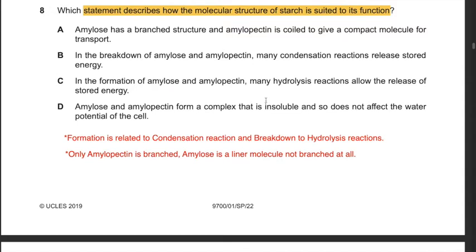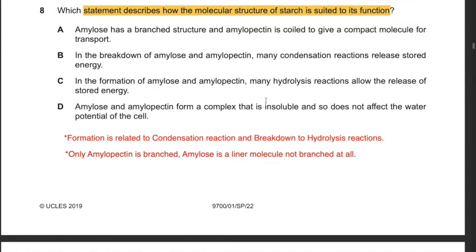Always remember this carefully. Formation is related to condensation reactions and breakdown is related to hydrolysis reactions. And amylopectin is a branched molecule, whereas amylose is a linear molecule and hence it is not branched at all. And if you go to the answers A, B, C and D, why is A incorrect? Because it mentions amylose being branched. However, amylose is not branched, therefore A is incorrect.